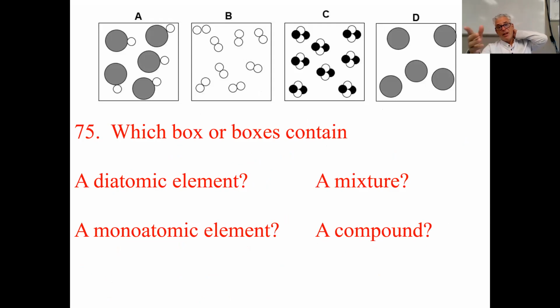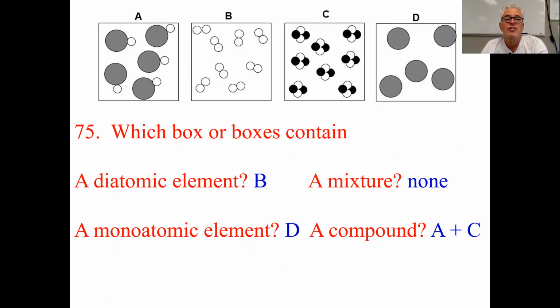Now, four boxes, A, B, C, D. Which box or boxes is a diatomic element? Which box or boxes is a mixture? Which box or boxes is a monoatomic element? Mono means one. And which box or boxes is a compound? Let's look it over. As it turns out, the only diatomic elements we have are in box B. Mixtures, we have no mixtures. In box A, we only have a compound. It's in a 1-to-1 ratio.